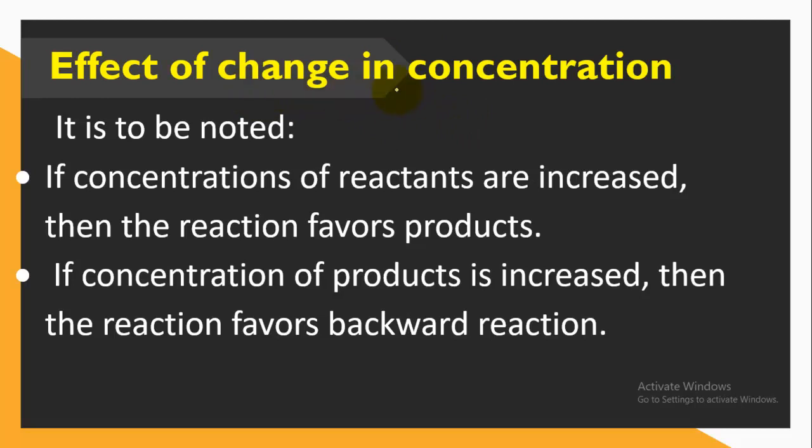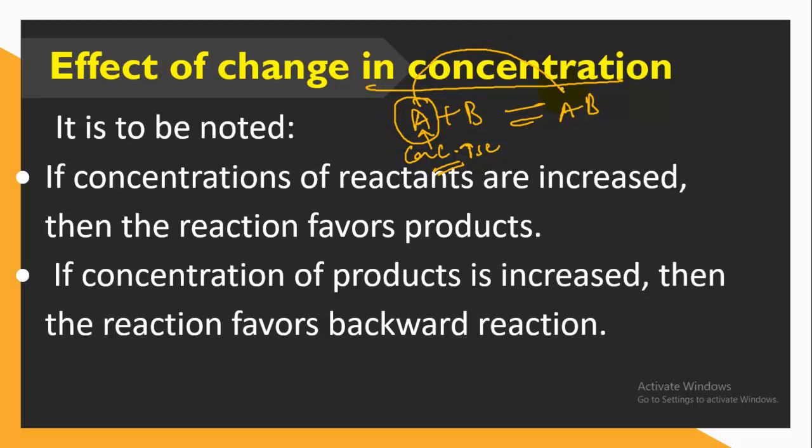So first is the effect of change in concentration. Let's say we have a reaction like this, and I am increasing the concentration of one of the reactants. Let us increase the concentration of A. What happens? It will start getting consumed more, and due to which the forward reaction will be favored, because the reaction will be stressful on the left hand side as the concentration of A molecules is increasing. So it will shift the direction to the side in which the A molecules get consumed. So it will favor the forward reaction.